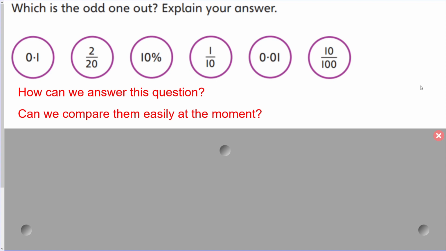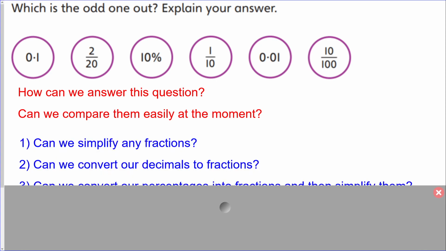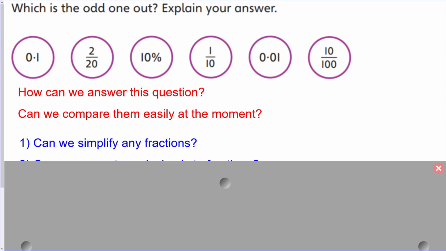Now, the first thing you've got to realise is it's very difficult to compare fractions, decimals, and percentages when they look different, when some are percentages, when some are decimals, when some are fractions. So we need to then try and get them to be all the same thing, either all be fractions, all be decimals, or all be percentages. So on here, I'm going to look at making them all to be fractions.